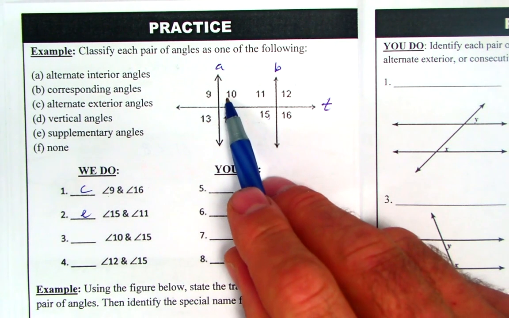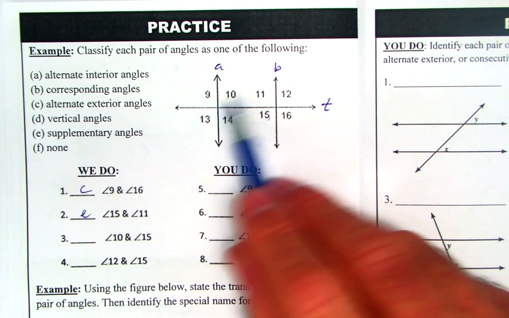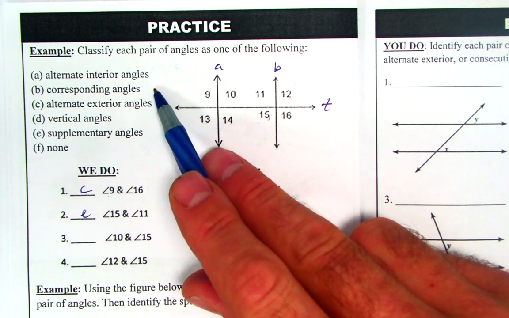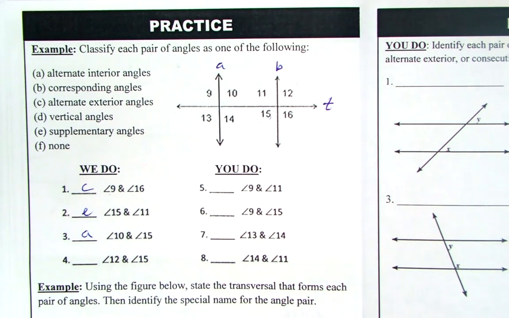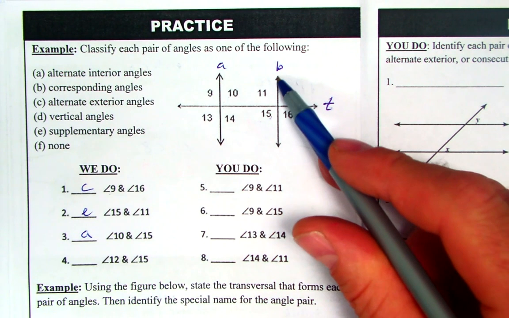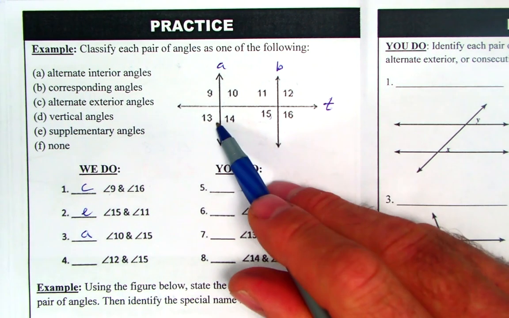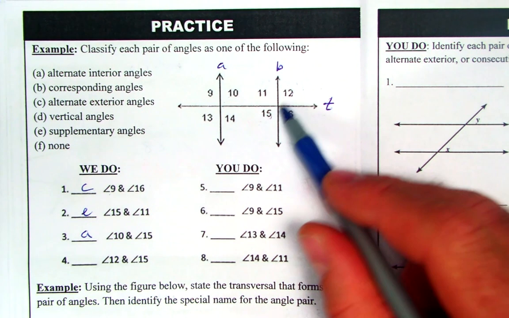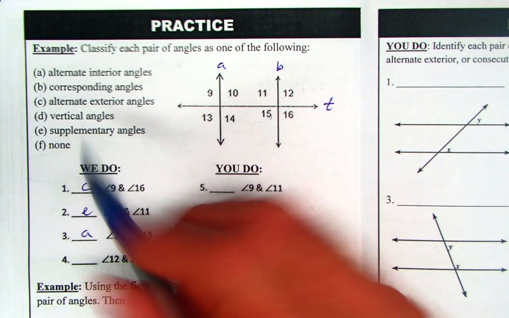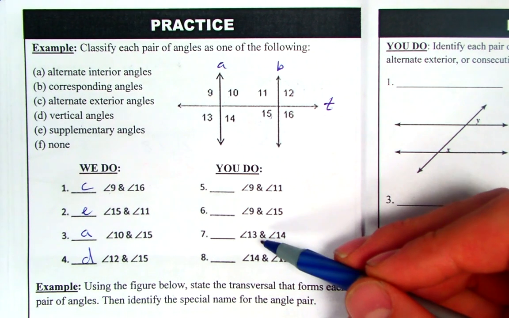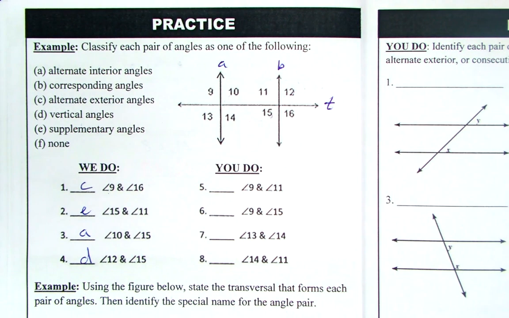10 and 15 are in between the lines and on alternate sides. So they're alternate interior. And then 12 and 15, well, they're only formed by B and T, so they have nothing to do with A. They're just on opposite sides of that vertex. They form an X, so that means they're vertical. All right, so you do these 4, and then we'll move on to the next example.